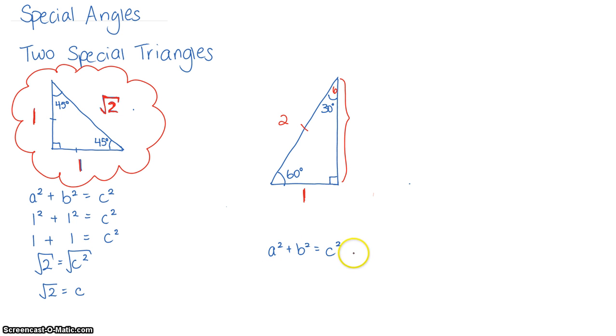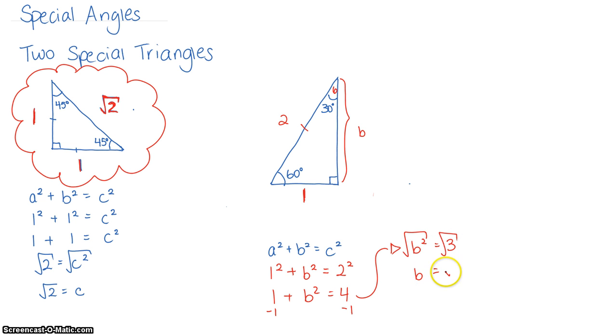Again, using the Pythagorean theorem, we have a 1 here, plus this will be our b. Remember the two sides are a and b, and the hypotenuse is c. We'll call it b squared is equal to 2 squared. 1 plus b squared is equal to 4. If we subtract 1 on both sides, b squared is going to equal 3, square root both sides, and b is going to equal the square root of 3. So this side here is going to be root 3.